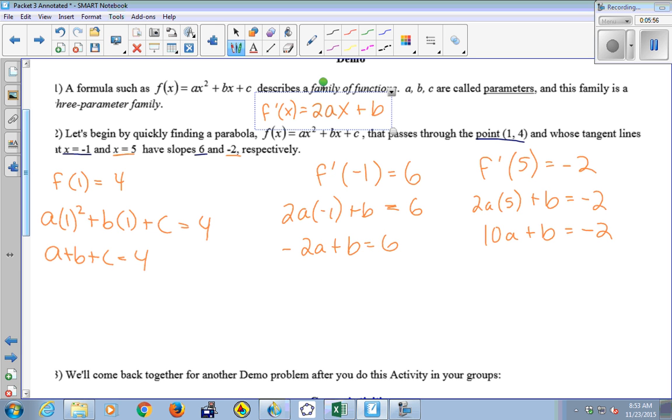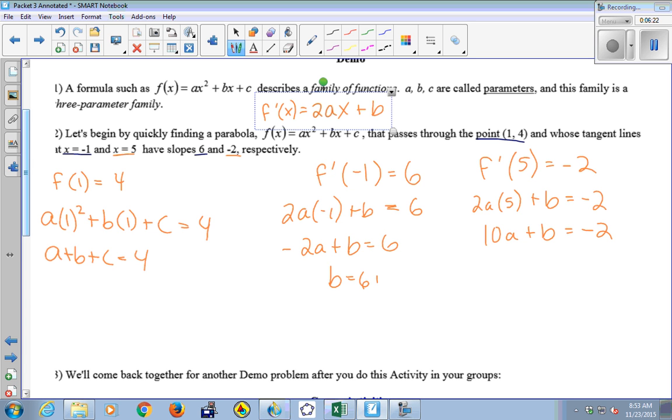Substitution or elimination? Yeah. Let's see. If I ignore the a plus b plus c for a minute, because that's got 3 unknowns in it, the other 2 equations only have 2 unknowns, a's and b's. So I can solve them either using substitution or elimination, whatever your favorite is. Sure, I can do that.